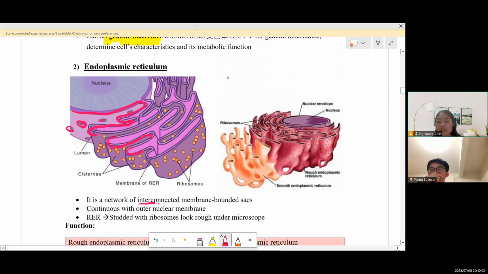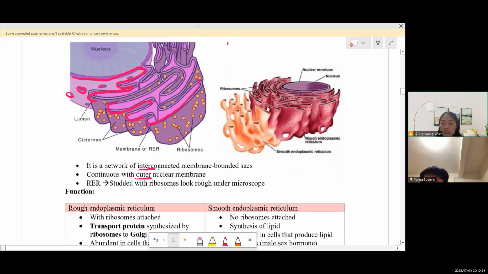Okay, sac means like 袋子. Membrane-bound because it's being bound by a single membrane. This is a single membrane. They enclose the area, producing a sac. And then they are interconnected because they are joined together. And then see, they are continuous with the outer nuclear membrane. See these words: continuous with the outer nuclear membrane.